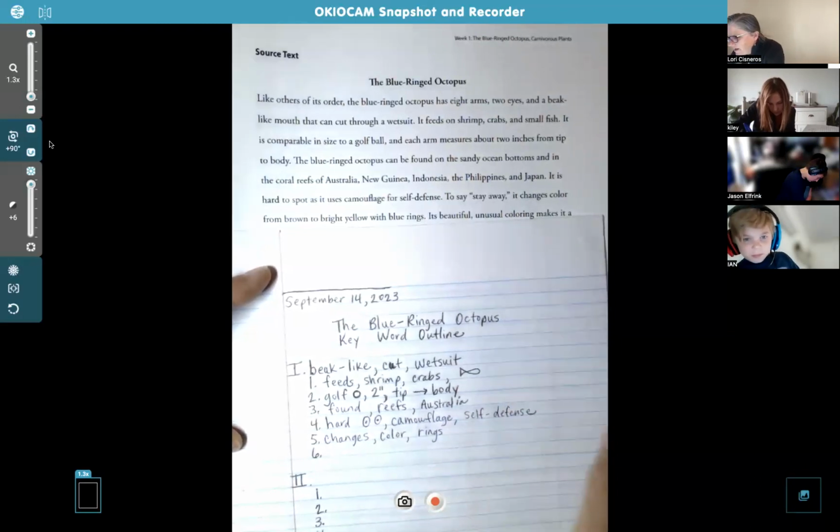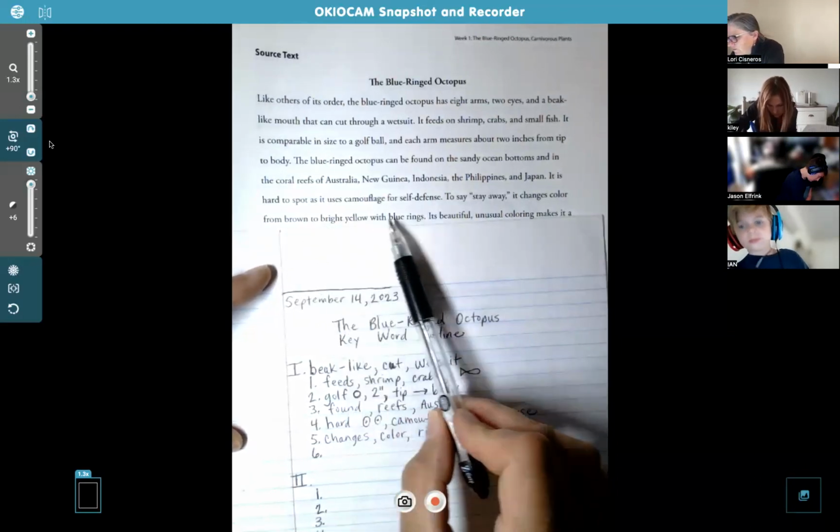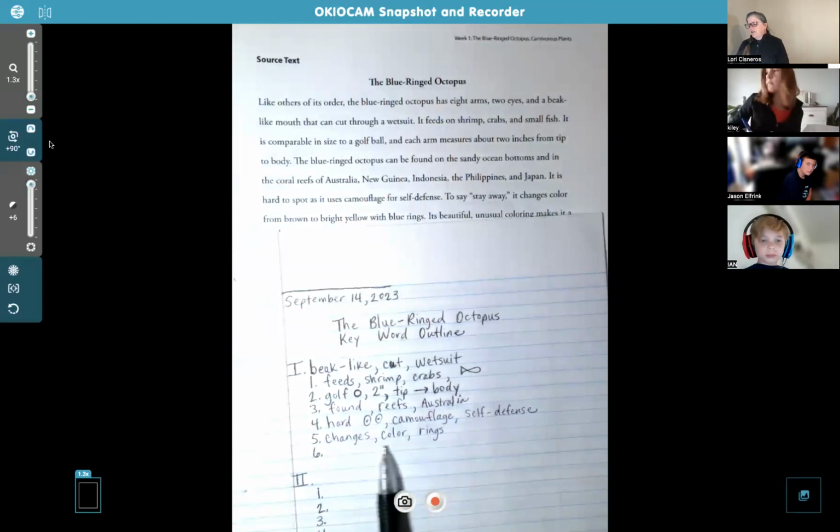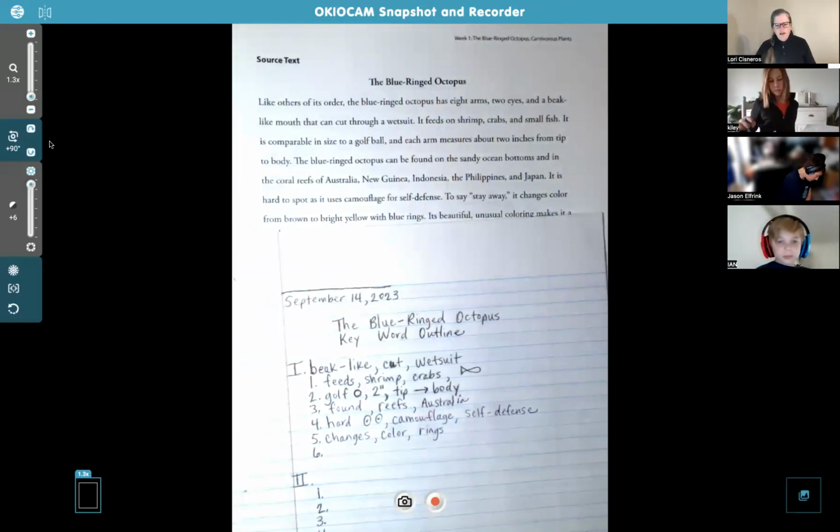Because that's the other thing that happens. It changes from brown to yellow with blue rings. So we can say it changes color and rings form or something like that. You know, rings show up on their body or something like that where it changes. Isn't that interesting? Because brown is kind of a plain, you know, dirt color. And then it changes to bright yellow with rings.